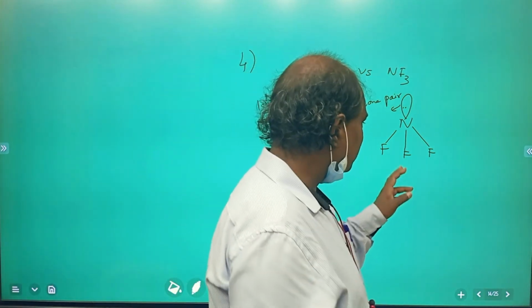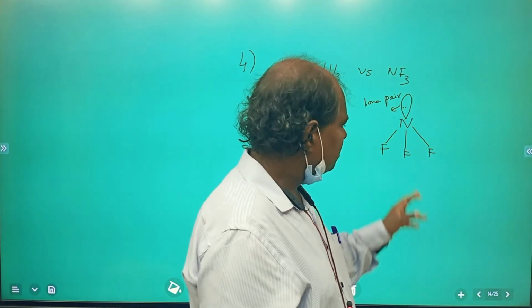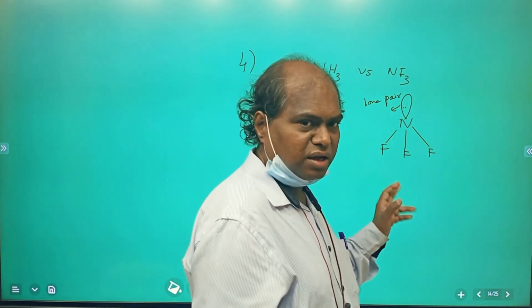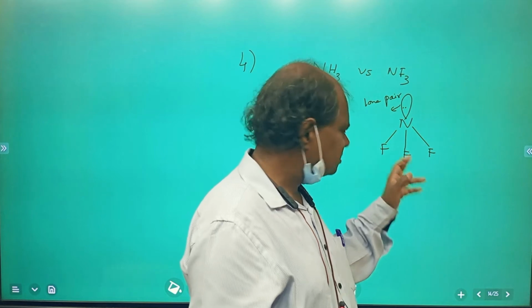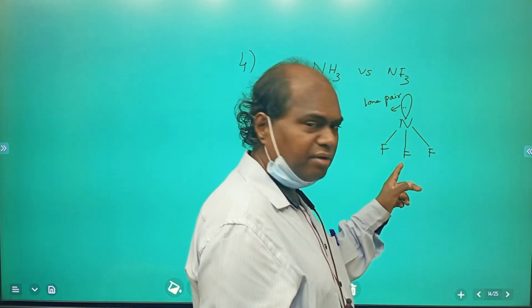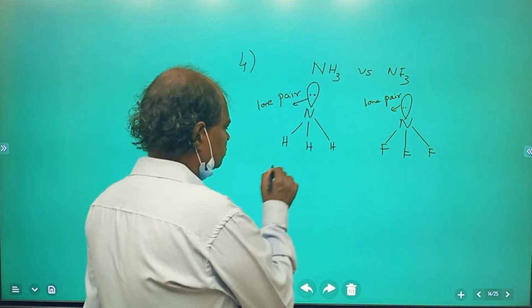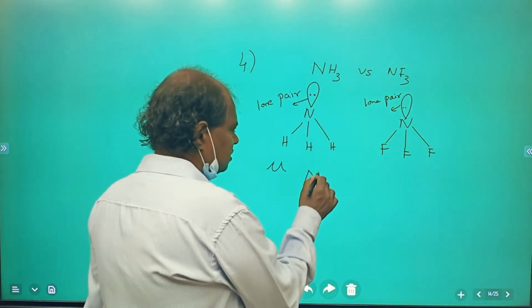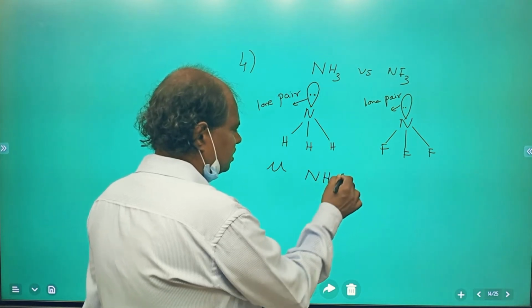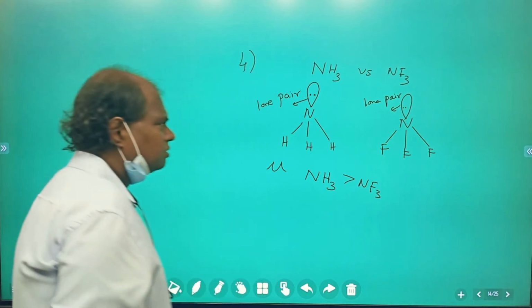Now again, it looks like NF3 should have more. Why? Because fluorine is highly electronegative. We all know fluorine is the most electronegative, right? So actually we expect that this should have more. But the answer is this has got more. So the answer for dipole moment is NH3 has more than NF3. Now why? Let's see the reason for this.